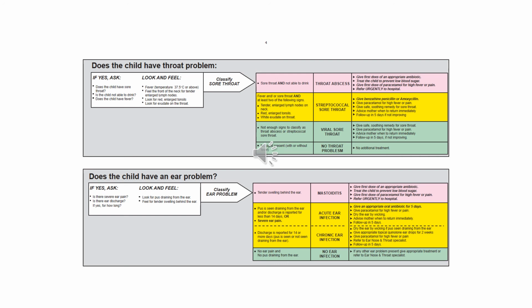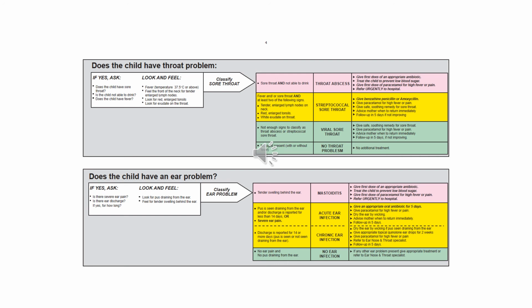ear problem. By classifying the ear problem, if you see a tender swelling behind the ear, this is an emergency, and that child needs to be urgently referred to the hospital, as it falls into the pink zone and is diagnosed as having mastoiditis. Here you have to immediately give an appropriate antibiotic dose, give paracetamol to relieve the pain, and refer the child urgently to the hospital.